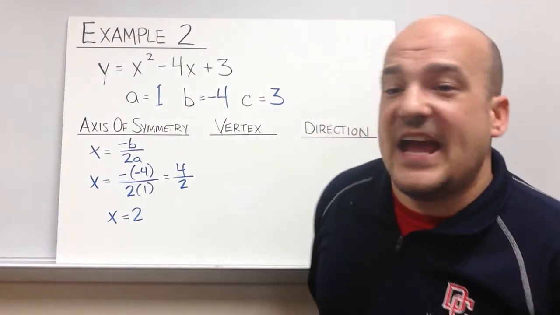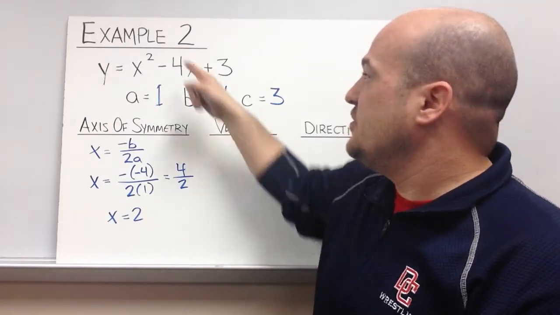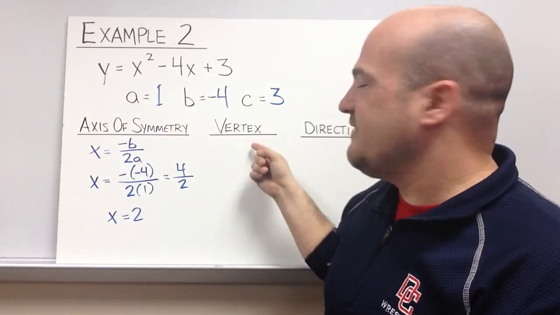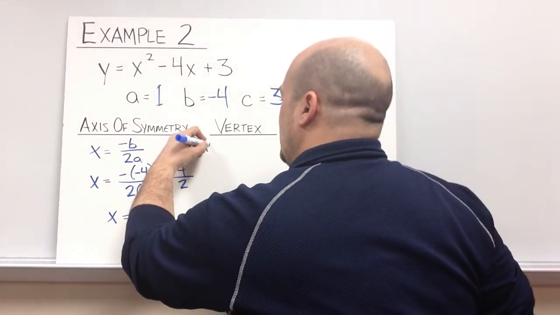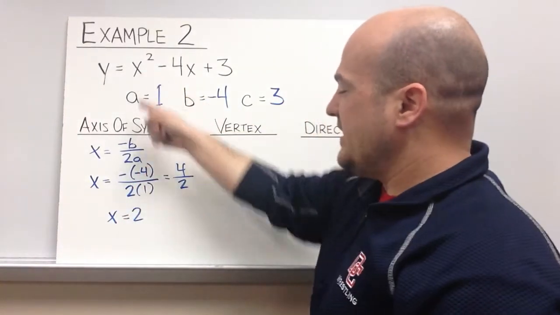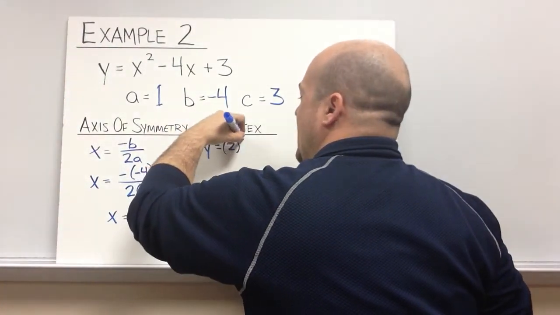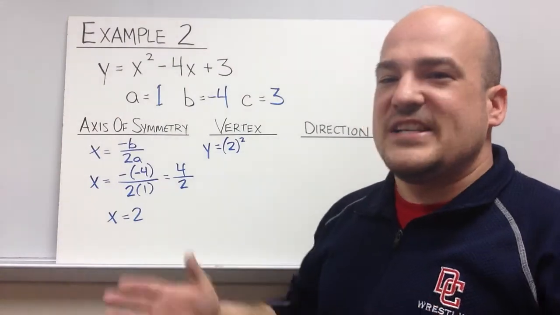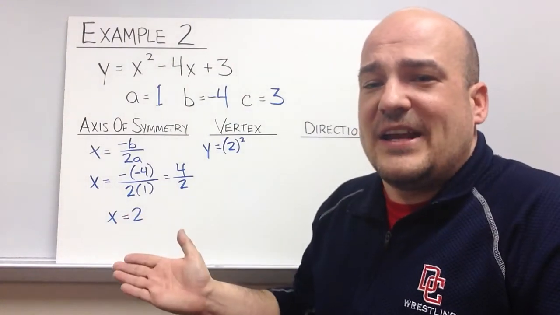Okay, so there's the x value of my vertex. Now I need to plug this in to my original equation to find my y value. Right? So my original equation is y equals, instead of x squared, I'm going to put 2 squared. Again, in parentheses, it will help you a lot. Okay, don't try and take shortcuts. Just do it right. Do things the right way, and then you're going to get the right answer.